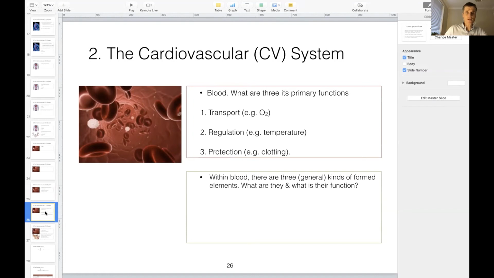And then within blood, there are different elements. Okay, and I'll get you to think for a moment, what are they? And what is their function?